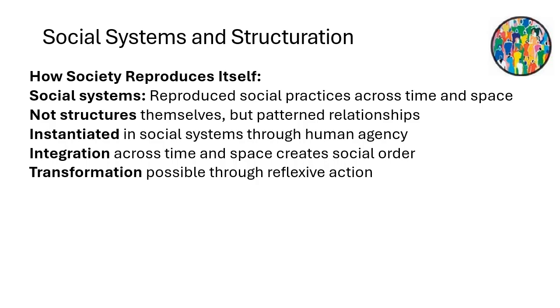Giddens uses the concept of social systems to explain how society reproduces itself over time and space. Social systems reproduce social patterns, regular patterns of interaction like educational systems, economic markets, or family structures. These are not structures themselves, but rather the patterned relationships where structures are instantiated through human agency. Social integration across time and space creates social order, as practices that work in one context get reproduced in others.